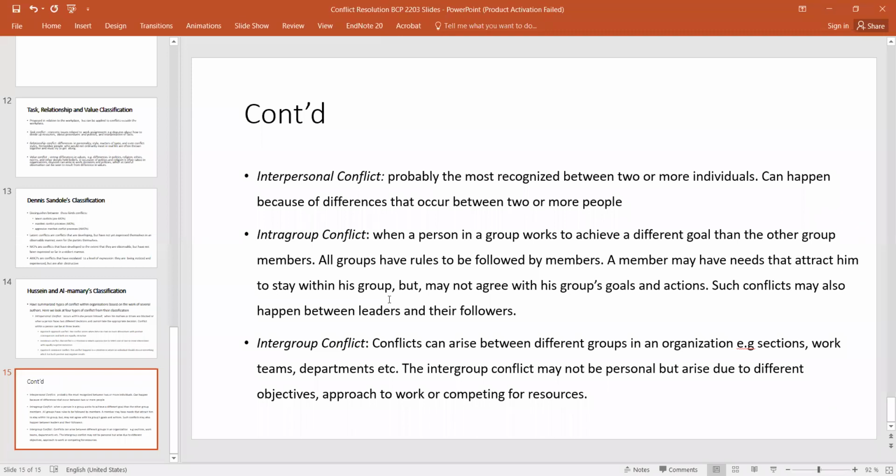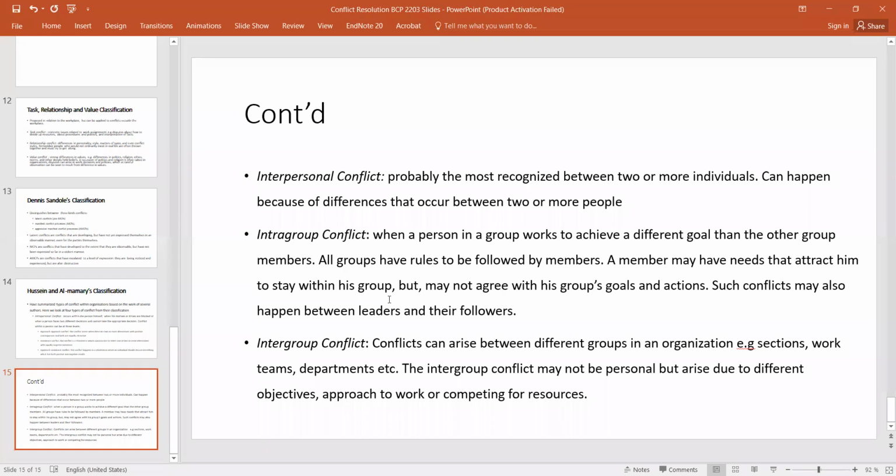Okay, that is intra-group. And then there is inter-group. Earlier we talked about interpersonal: two people, one person, second person, and the conflict between them is interpersonal. And here we have intergroup. One group, second group, and they have a conflict between them.